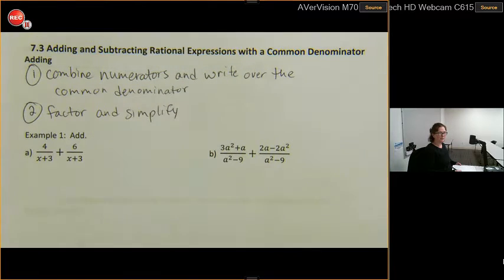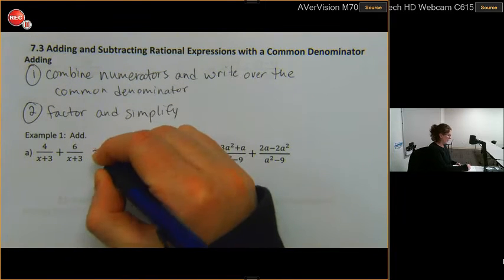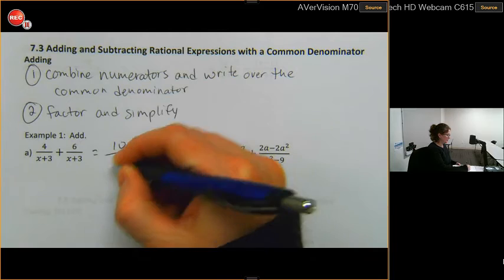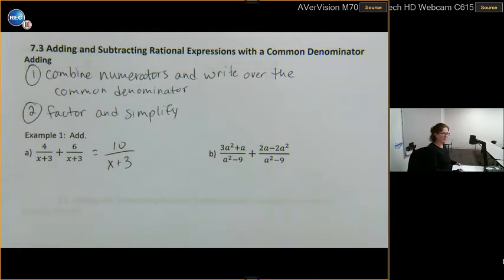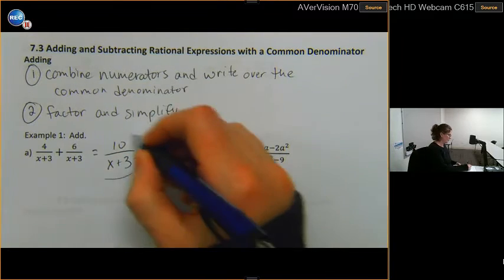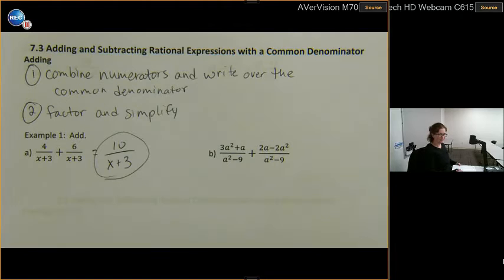So our first example, I'm going to add 4 plus 6 and get 10. The common denominator is x plus 3. That's it for this one, no factoring or simplifying that can be done.